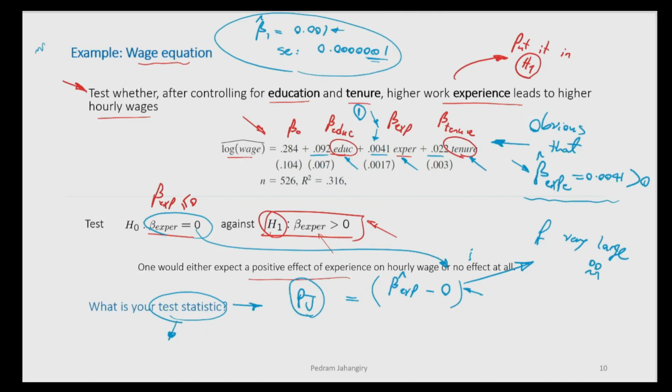So that's why we are going to divide it by the standard error of beta hat experience. So this is a statistic that intuitively makes sense. If this statistic is large, if this PJ statistic is large, you're happy. Happy means that you reject the null. Rejecting the null means that you get what you wanted, and you put what you wanted in the alternative.